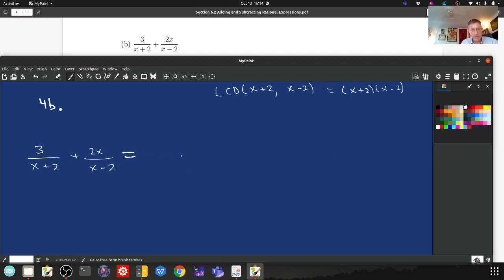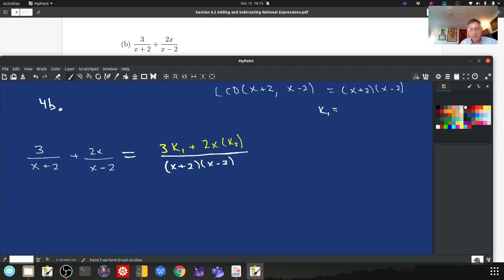So that's equal to our LCD, which I just found and told you to verify, and I know it's going to be 3 times k1 plus 2x times k2. And of course all of that is in my numerator. So I have to find what k1 and k2 are. So let's do that.